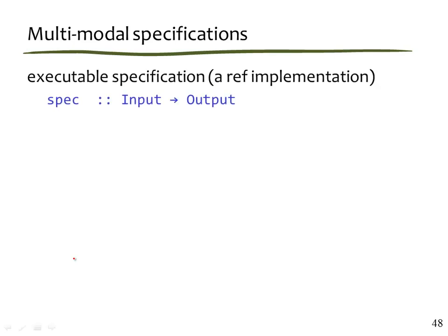So what are the specifications we can use? Why do we say they are multimodal? Well, the one that we already have seen is executable, essentially functional. It's a function from input to output, okay? A reference implementation.